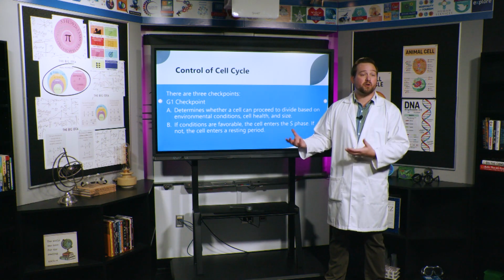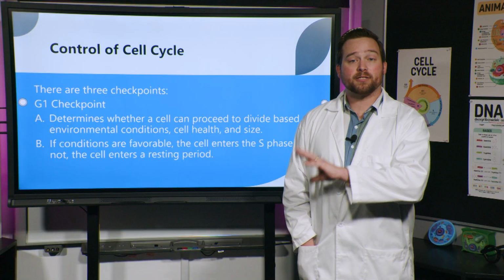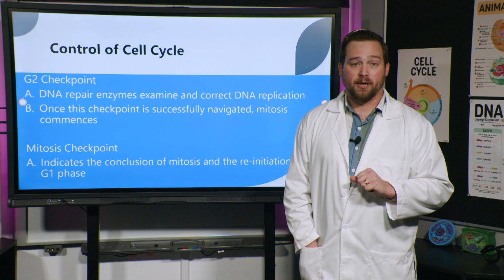Okay, so this is the first checkpoint. This checkpoint is really saying, hey, we've got the resources for this cell to divide. If we don't have the resources, we'll just let it rest for a little bit until we can come up with the resources for additional cells. So that's the first checkpoint of the cell cycle.